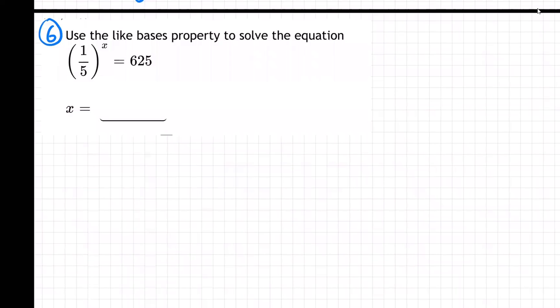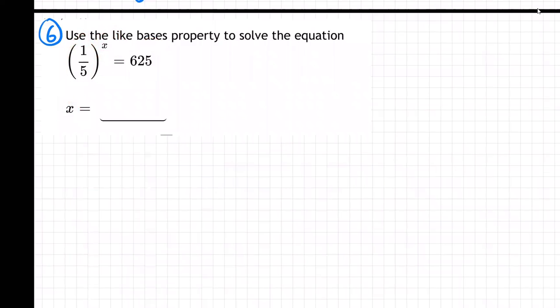Okay, so on this question, they're asking us to find x. X is some power. So this is called an exponential equation because x is in the power zone. He's an exponent. So 1/5 to the x is 625.